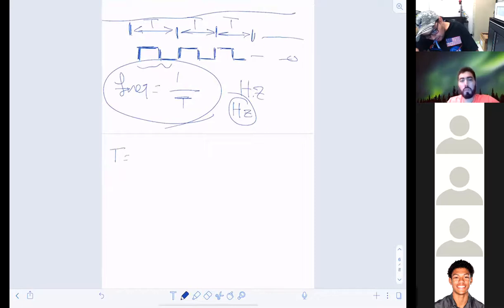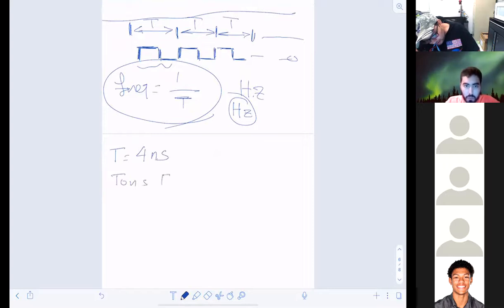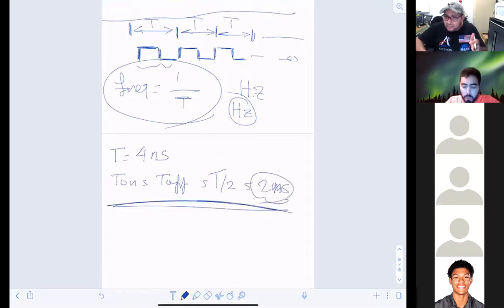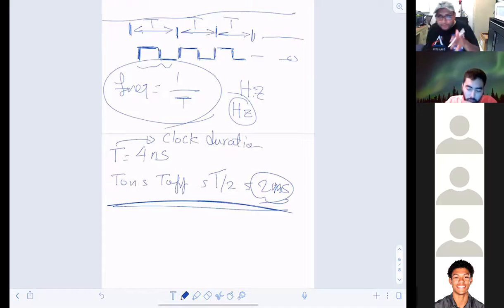Okay, so example. T is equal to 4 nanoseconds. So that means the T on is equal to the T off, which is T divided by two, that means 2 nanoseconds. If this is the case, then this T is represented as the clock duration. So what is a clock duration? The on plus the off of the time, and repeat it.